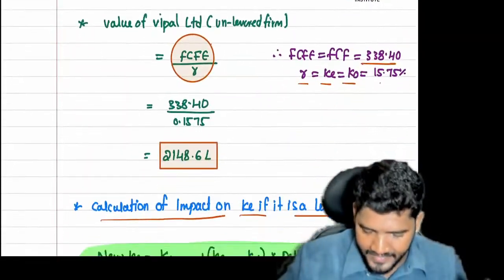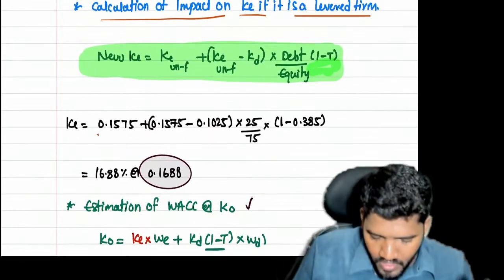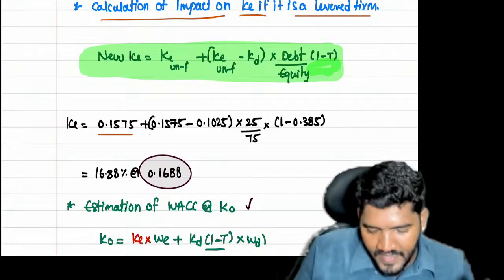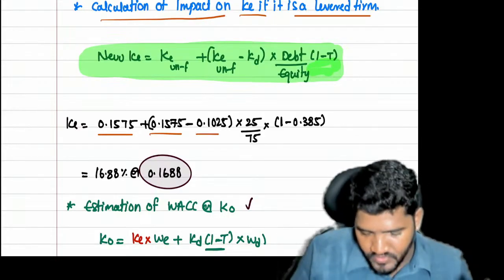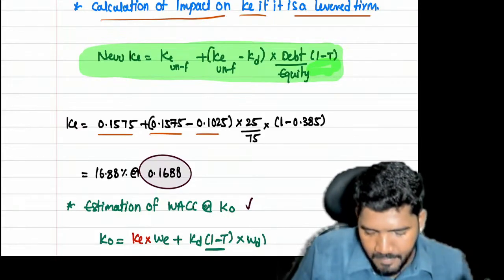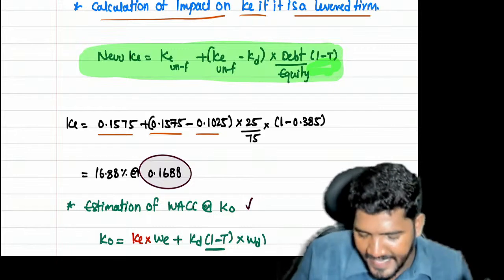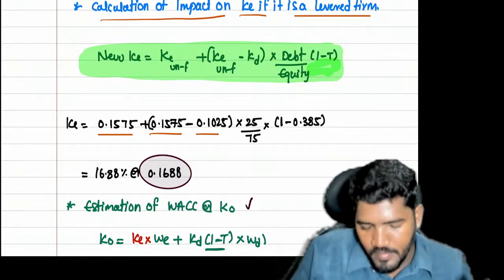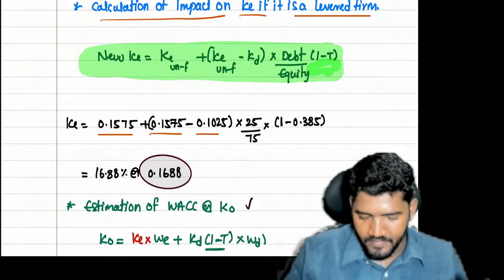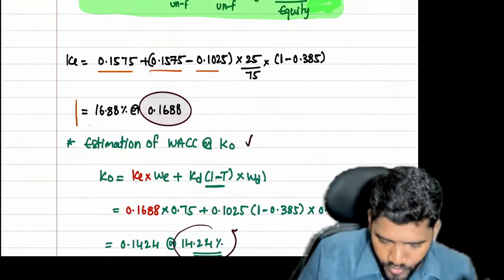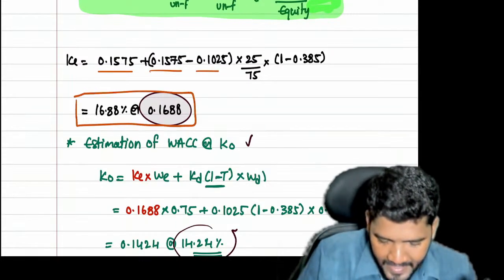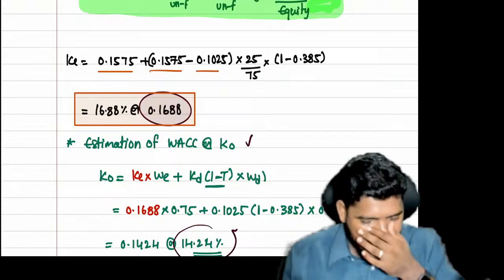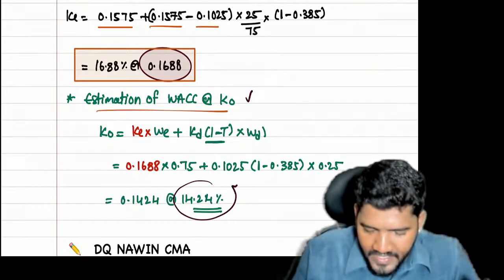Let us calculate. KE of unlevered firm plus (KE of unlevered firm minus KD) into debt into (1 minus tax) divided by equity. If you calculate this, you will get a new KE of 16.88%. Now estimation of weighted average cost of capital.